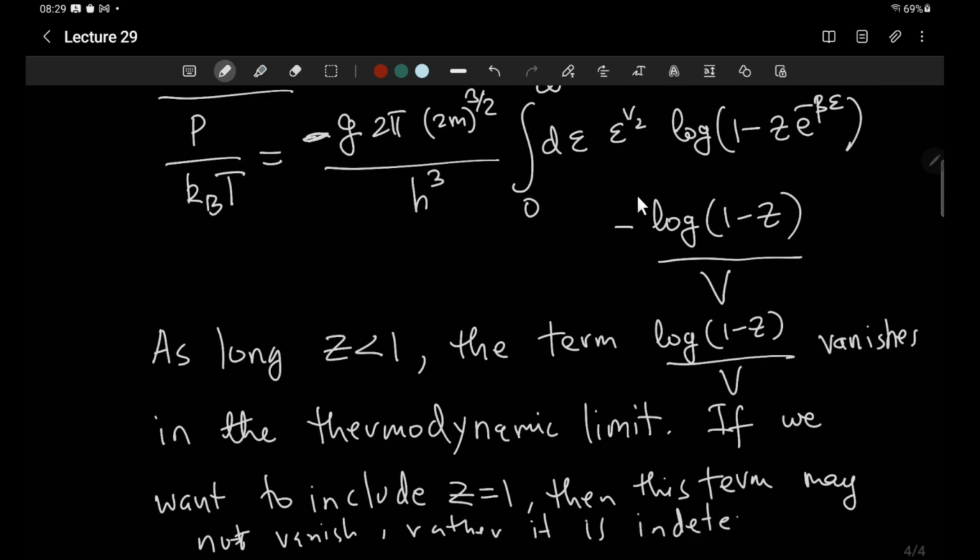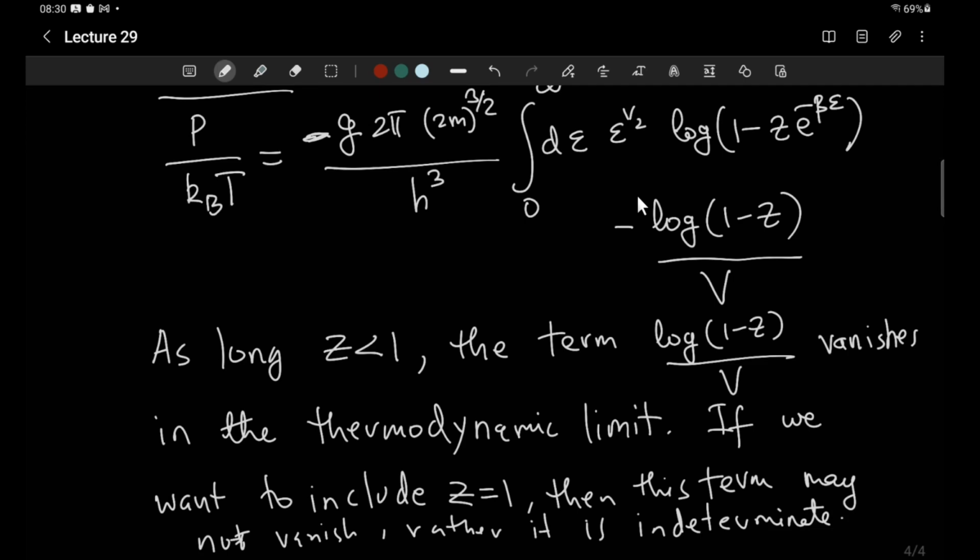Sir, but even if z approaches 1, like 0.99999, won't it blow up even then? No, thermodynamic limit is, it's still finite.